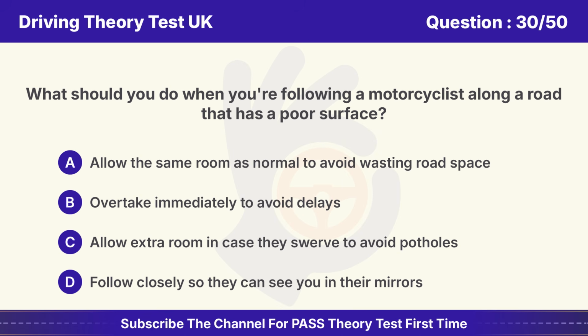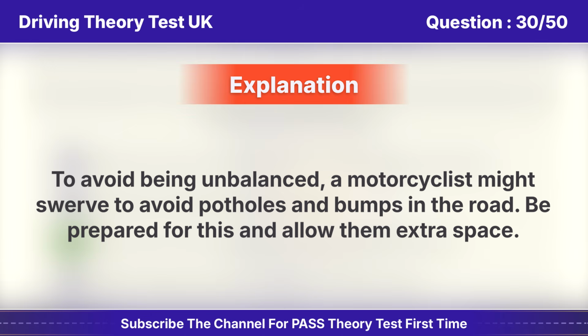Question 30. What should you do when you're following a motorcyclist along a road that has a poor surface? Answer is C. Allow extra room in case they swerve to avoid potholes. To avoid being unbalanced, a motorcyclist might swerve to avoid potholes and bumps in the road. Be prepared for this and allow them extra space.